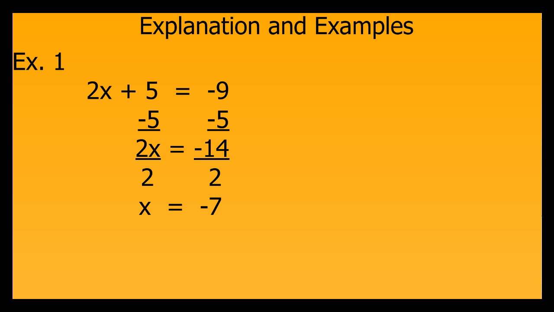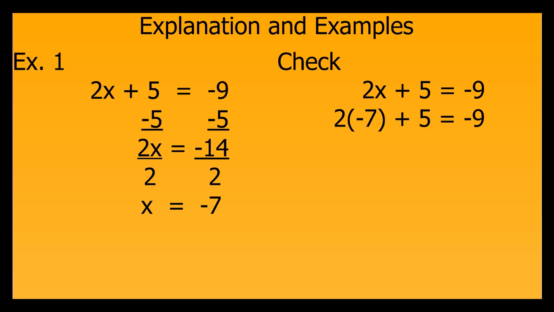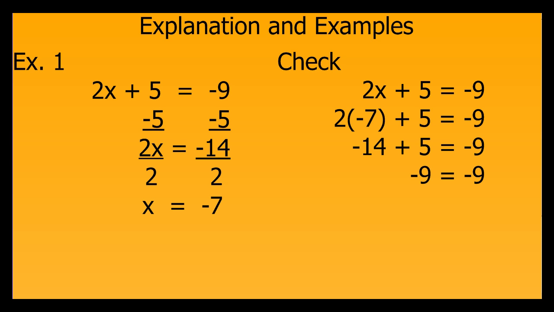Now the great thing about solving equations is that we have a built-in way to tell if we did it correctly. We do that by checking our answer. The first step is to rewrite the original equation. Then we substitute in the answer we got, in this case, negative 7, for the variable x. Then we simplify. Since both sides of the equation end up being equal, we know our solution was correct.